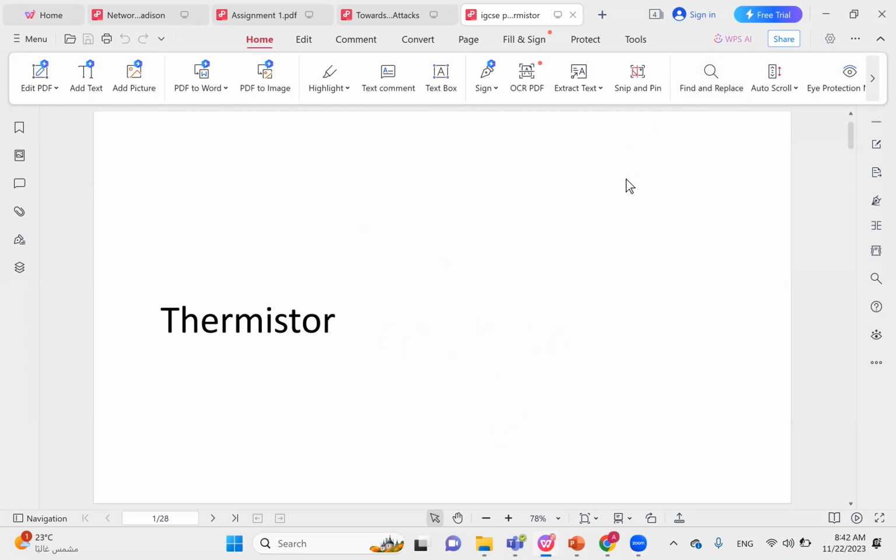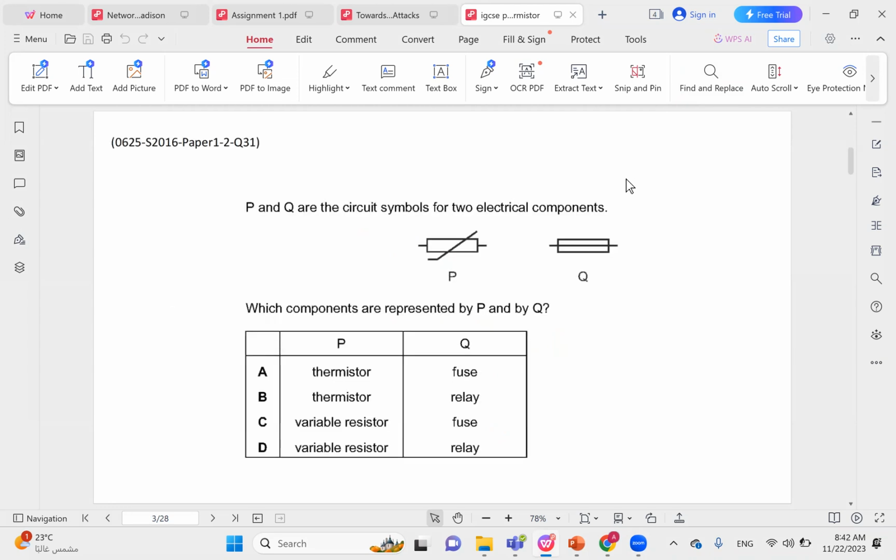So let's begin to answer questions. We'll start with conceptual questions. P and Q are the circuit symbols for two electrical components. Which components are represented by P and by Q? This is the circuit symbol for a thermistor. So for P, it is A or B. And for Q, this is the circuit symbol of a fuse. So we can cross this out as well. And the correct choice would be choice A.